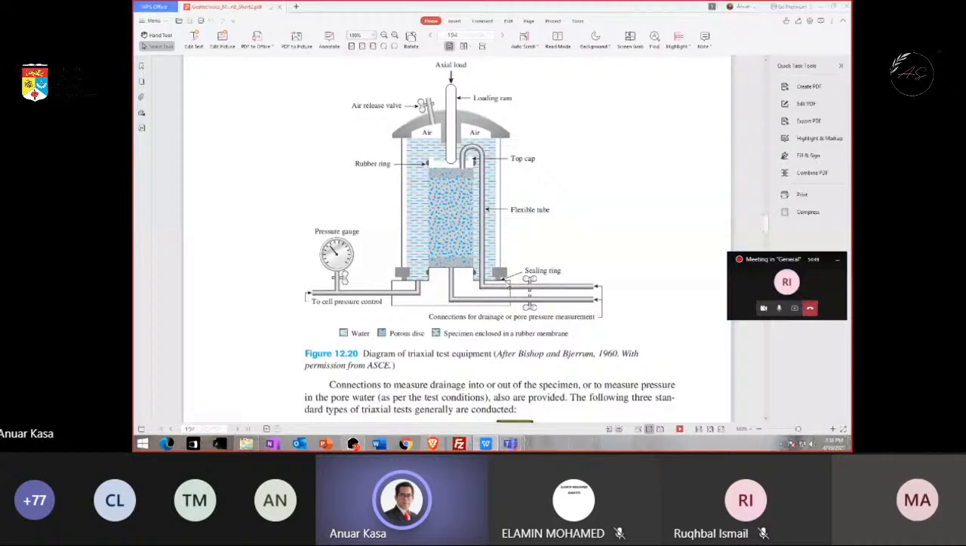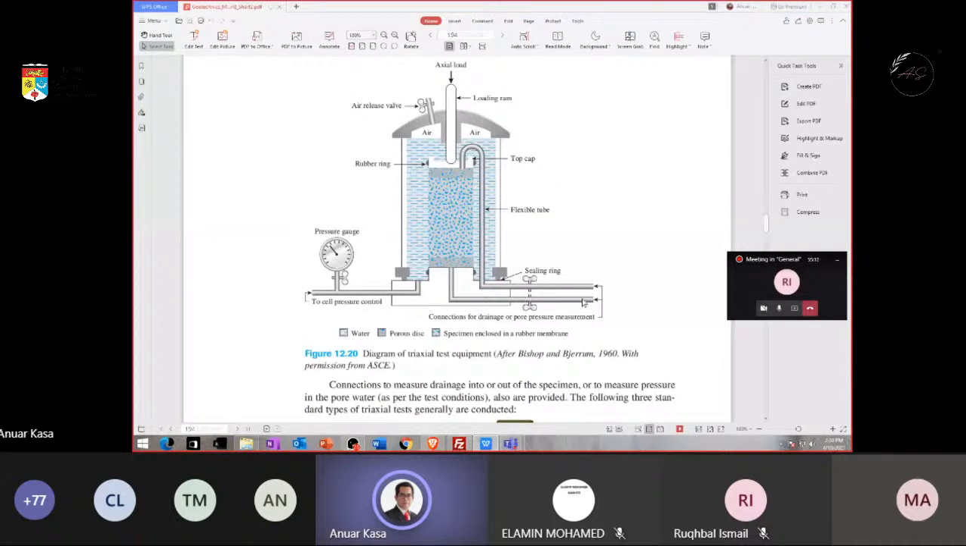We can also let the water in the specimen, or in the soil here, run out or drain. We can open and close the valve. So there are many types of triaxial tests.